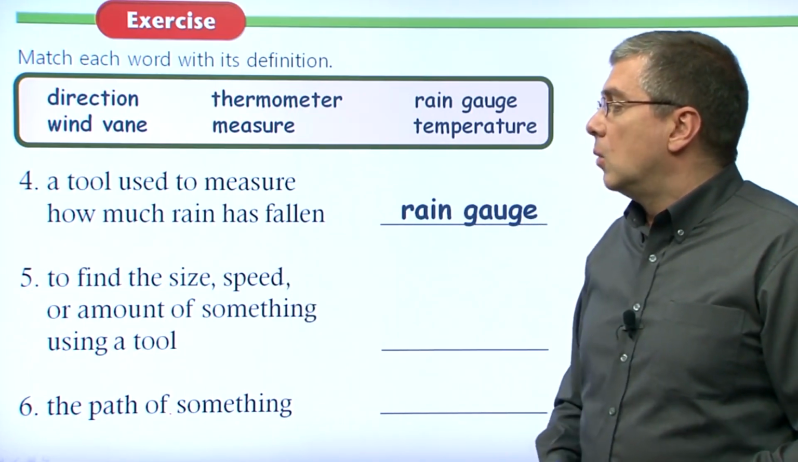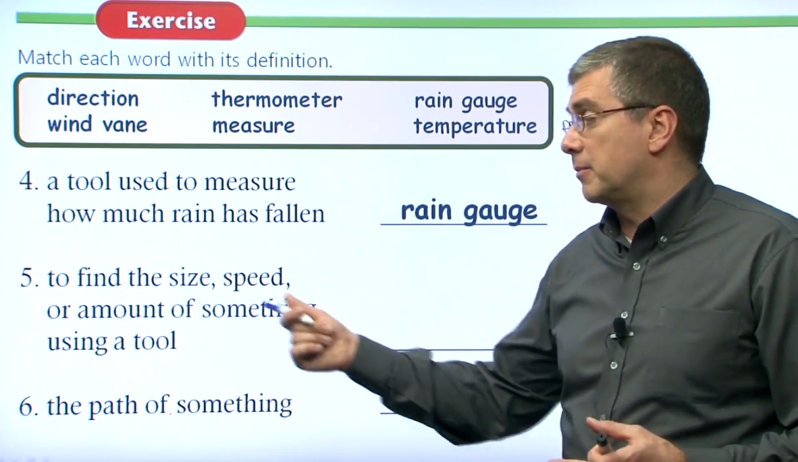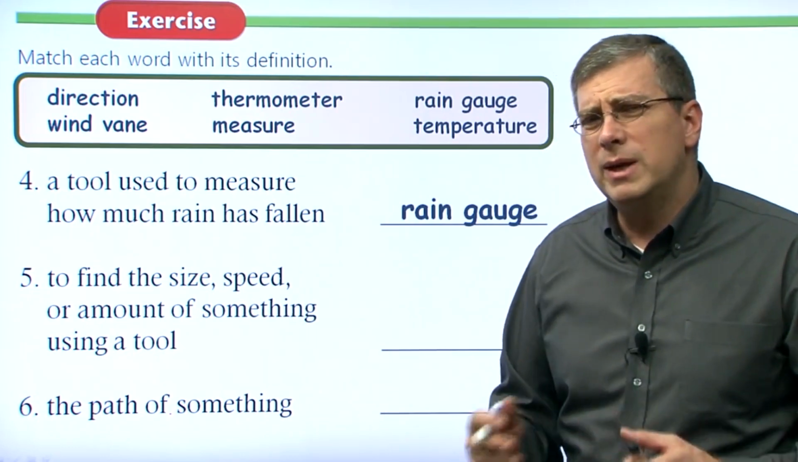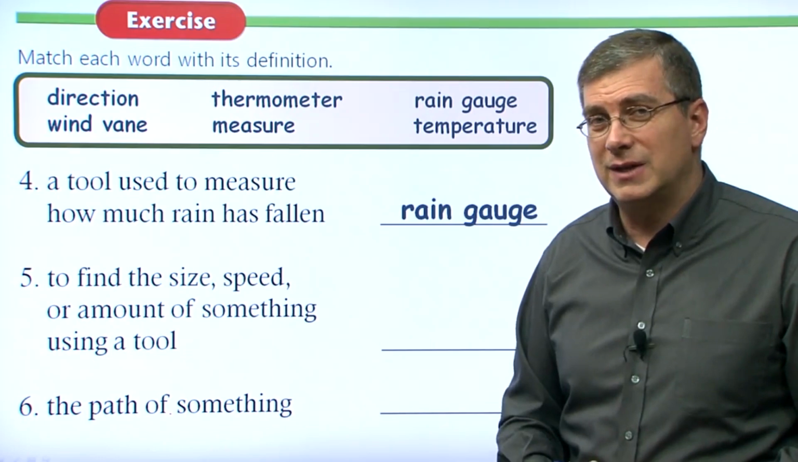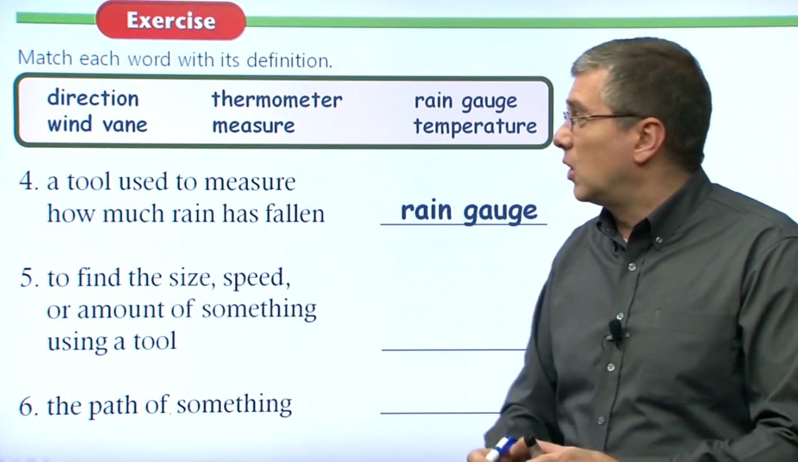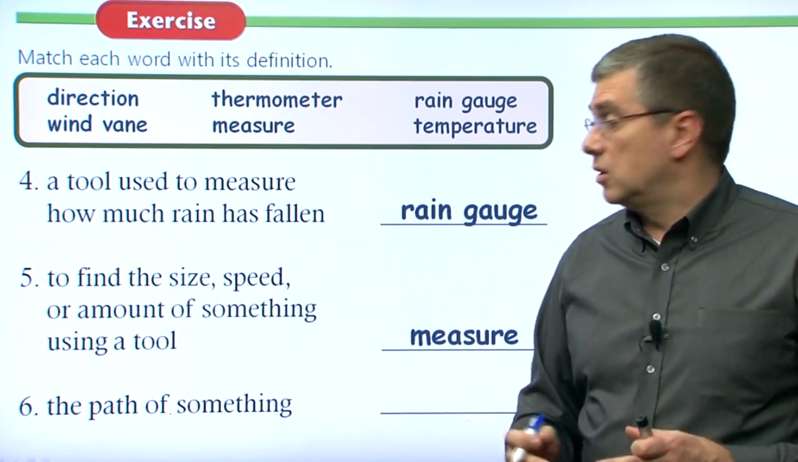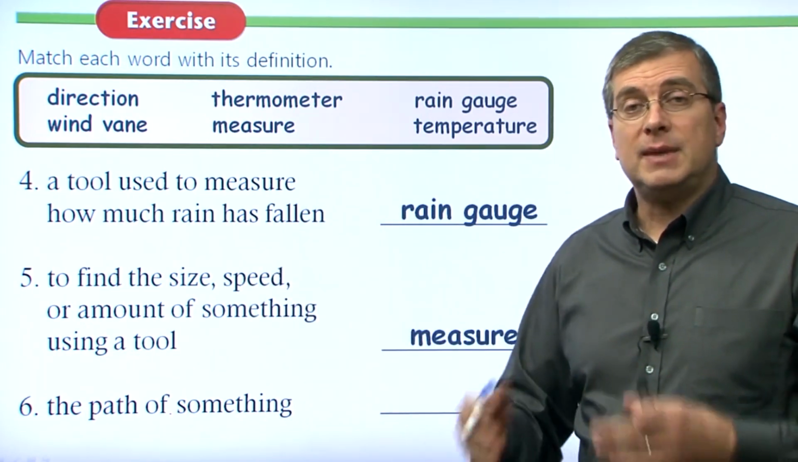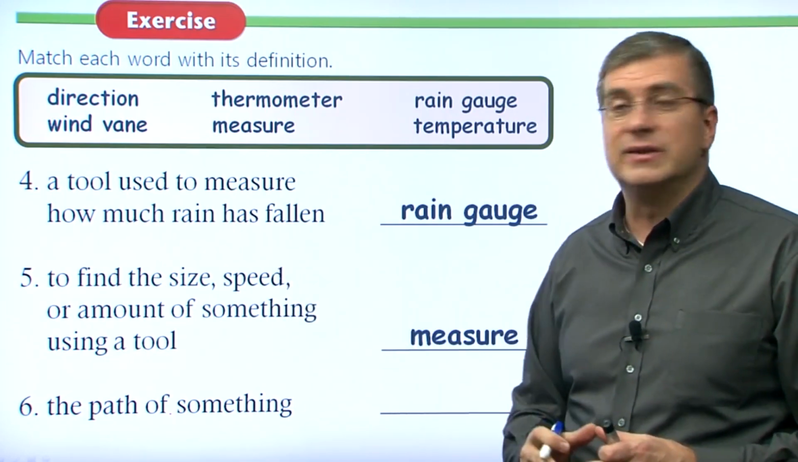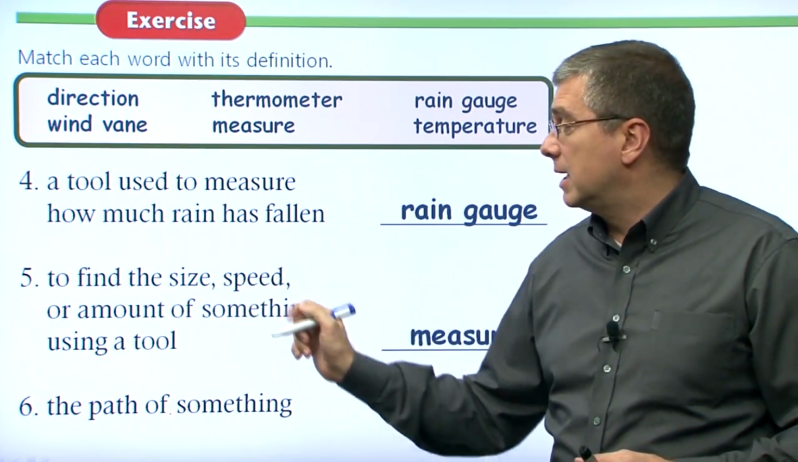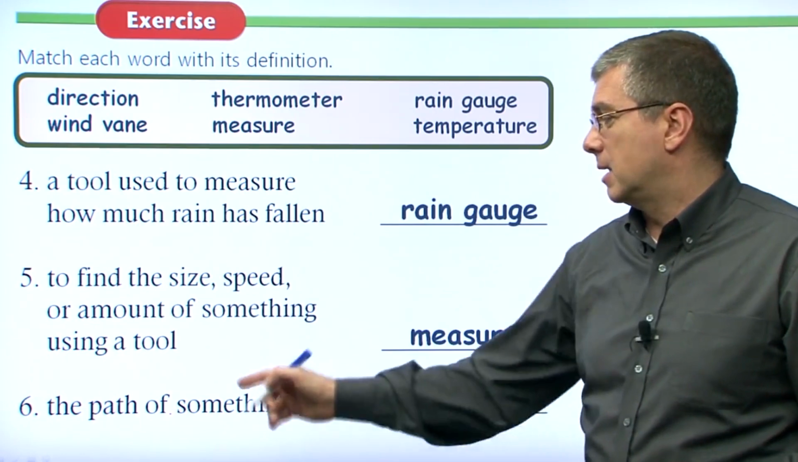Number 5, we want to find the size, the speed, or the amount of something using a tool. What are we doing? Remember that word that we talked about at the very beginning of this lesson? We are doing something. It's a verb. We are measuring something. To measure means to find out exactly, using a tool, the size, the speed, or the amount. How big is it? How fast is it? How much is there?